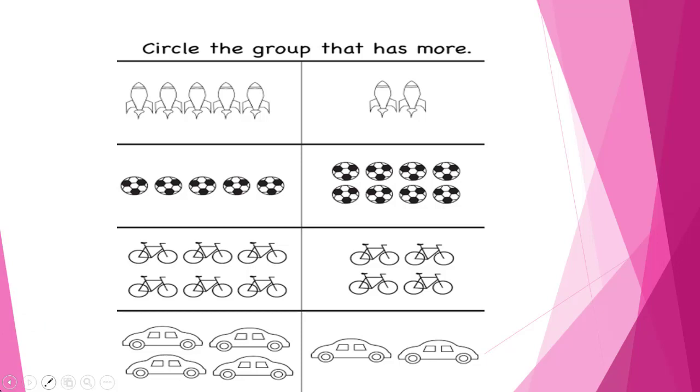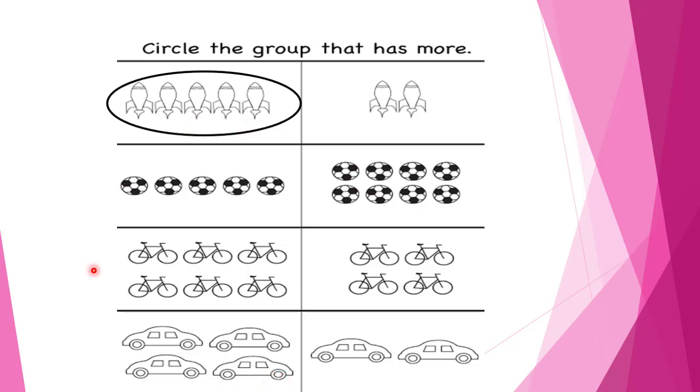Wow, another game. We have to circle the group that has more. There are rockets, footballs, cycles, and cars. Now do this with me. Does this group have more rockets? Yes, this group has more rockets. Let's circle it.